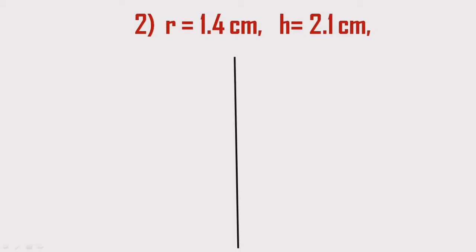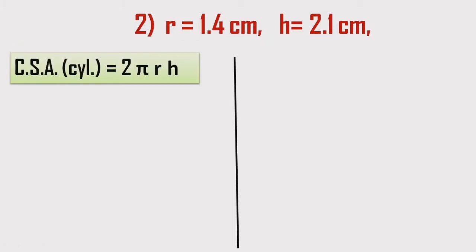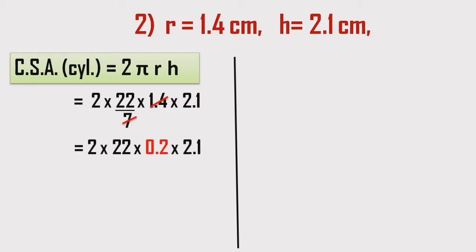Here we go with the second question. Here both the numbers are given in decimal point. Very first, let's find the CSA of the cylinder. Formula is the same, that is 2 pi rh. Substitute the values in it. Now if you observe, we can cancel out 1.4 by 7 or 2.1 also by 7. Over here we will cancel out 1.4 by 7. In 7's table we get 14 at 2's, as the point is given over here in 1.4, my answer will be 0.2. Okay, so we are left with 2 into 22 into 0.2 into 2.1.